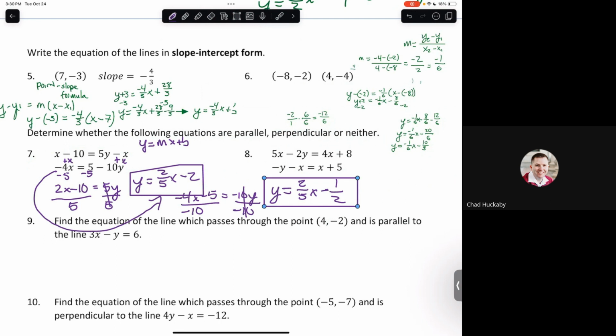Now that I have these in y equals mx plus b form, are they parallel, perpendicular, or neither? Would they be parallel since they have the same slope? They are parallel because this slope and this slope are equal. These are parallel. Very good.